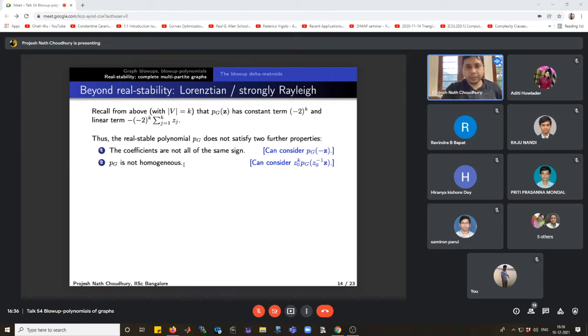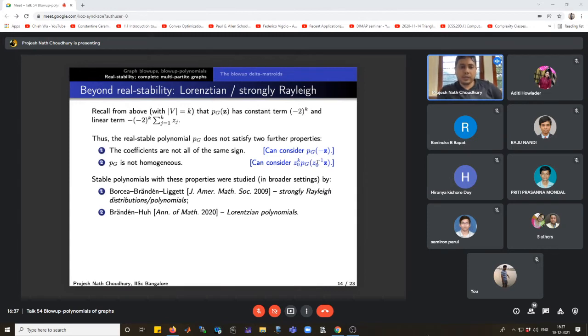And similarly, there is a constant and linear term in this polynomial p_G, so the polynomial is not homogeneous. For this, there is a standard trick of homogenization, and if you want to bypass these two steps together, then you can take minus inside this function. Now the question is, why do I want to bypass these two obstacles?